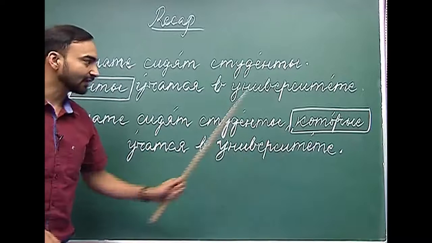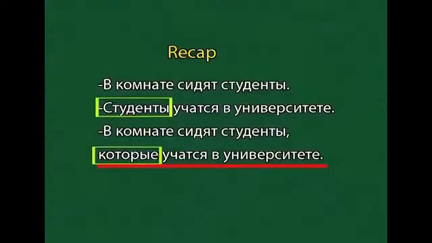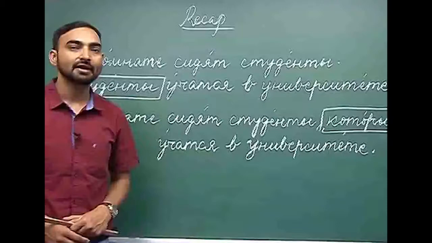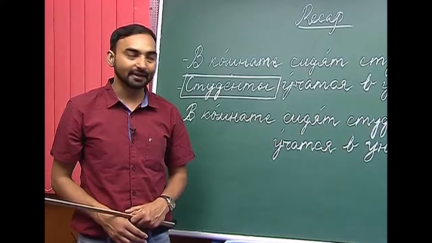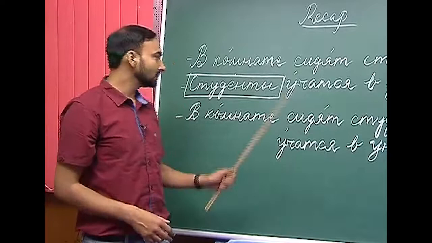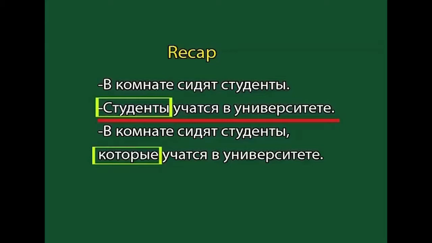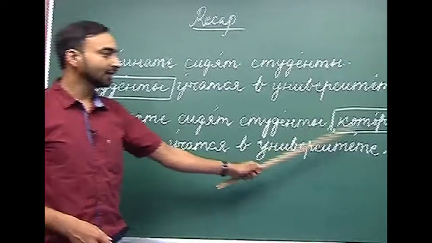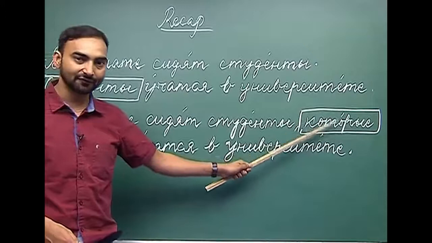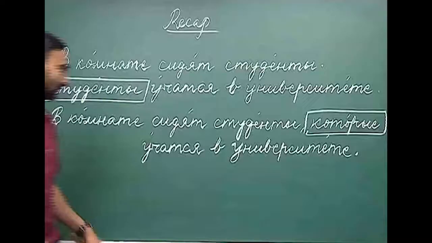As you can see, katori refers to the noun or the subject in the second sentence. As we have already explained, katori declines or agrees with the noun it refers to in gender, number and case. So, let us find out the number, gender and case of studenti in the second sentence. Studenti is the subject here. So, this is in the nominative case. Studenti, as you can see, is a plural number, and as for gender, the plurals do not have any gender. So, katori is the form that refers to studenti. So, this is also in the nominative case, plural number. So, в комнате сидят студенты, которые учатся в университете.